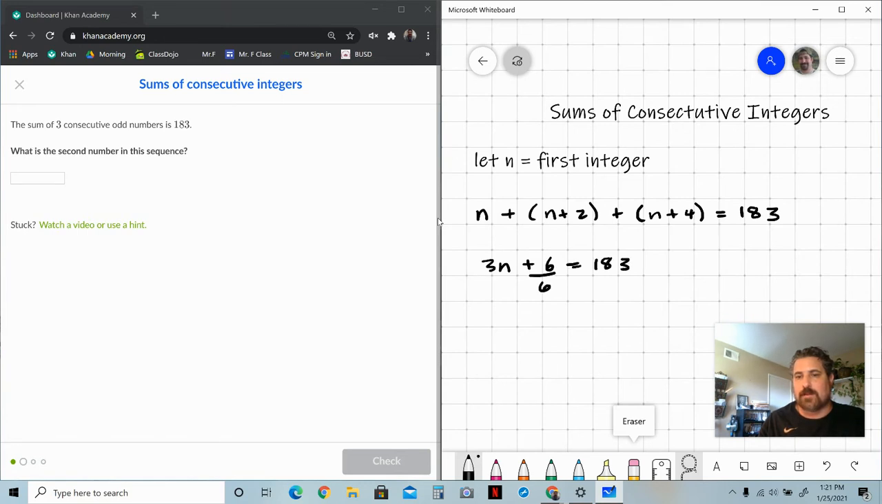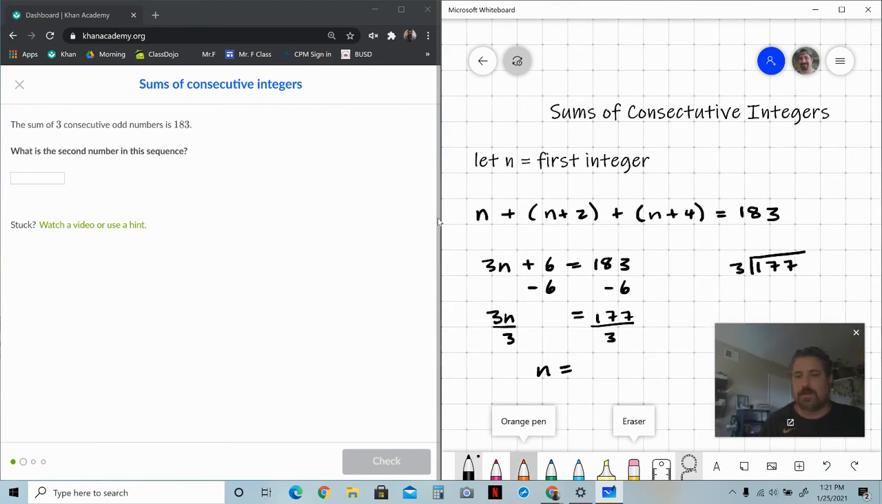You're going to divide both sides. Sorry, my bad. You're going to subtract 6 from both sides. And you're going to get 3n is now equal to 183 minus 6, which is 177. And then you're going to divide both sides by 3. So that's going to give you your value. 177 divided by 3. 3 goes into 17 how many times? 3 goes into 17 5 times. It's 15 with 2 left over. 3 goes into 27 9 times. So what that tells you is you have 59 as your first odd integer.